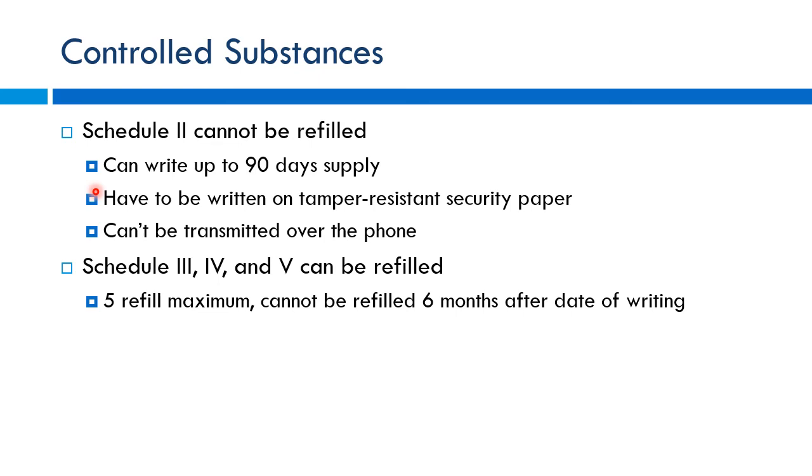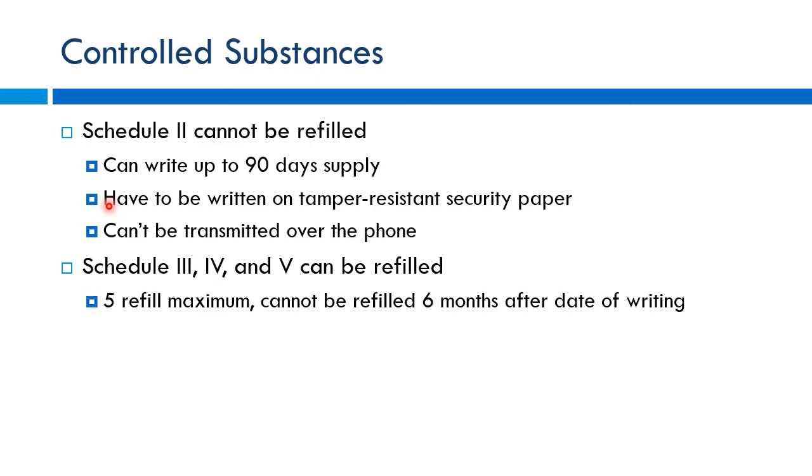Typically, though, you're just going to write month to month for a lot of these, just 30 days at a time. And they have to be on prescription paper that is going to make it obvious if the patient has copied it. Usually they'll copy it and it'll say void, void, void all over it. That way the patient's not taking it to every single pharmacy out there and filling it, right? These also cannot be transmitted over the phone. So they actually have to bring us the paper, the hard copy prescription, and we take it, and then we can fill it.